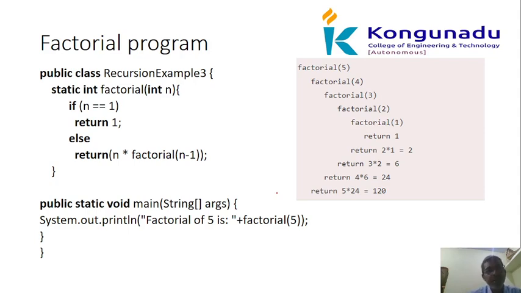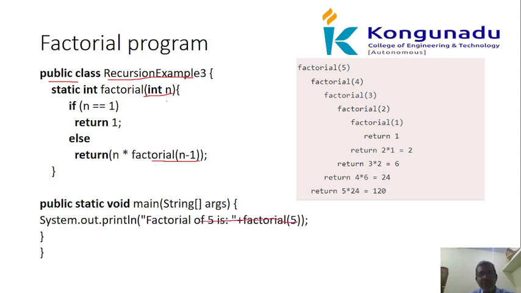So this is an example program which is very familiar. It's a factorial program. The public class name is given. We have the static int factorial of integer n. I have taken one value, n. The factorial is n into factorial of n minus 1. We know the factorial condition: if n equals 1, it will return 1. Otherwise, it will return n into factorial of n minus 1. So this is the thing that we have processed.